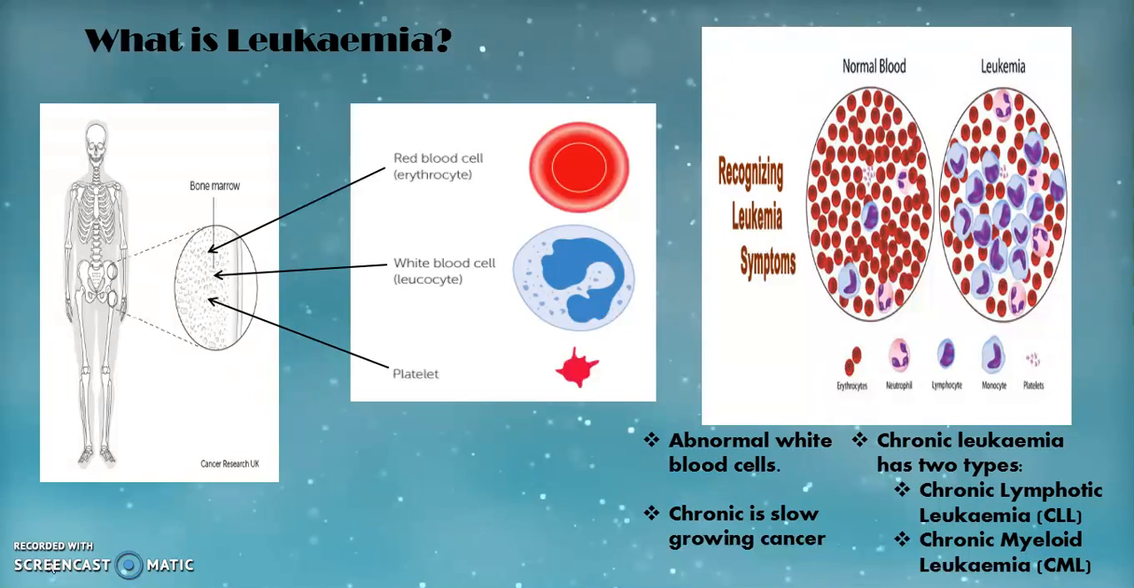There are two types of leukemia. First is acute leukemia. Next is chronic leukemia. For this system, we focus on chronic leukemia. Chronic leukemia is a slow-growing cancer. There are two types, which are chronic lymphocytic leukemia and also chronic myeloid leukemia.